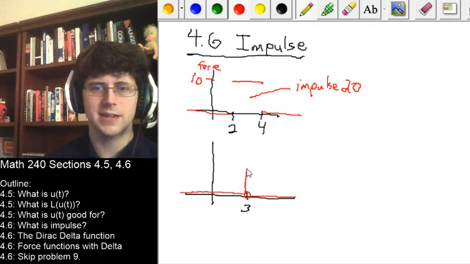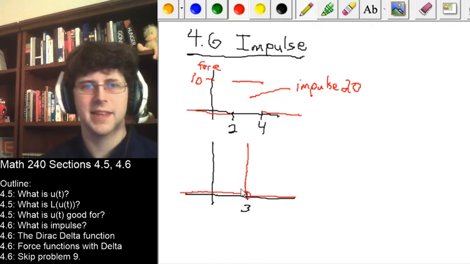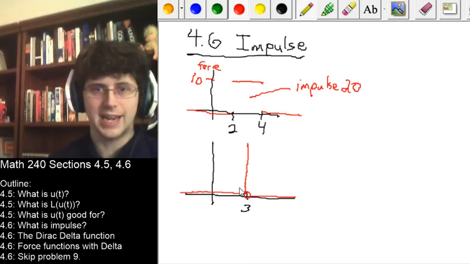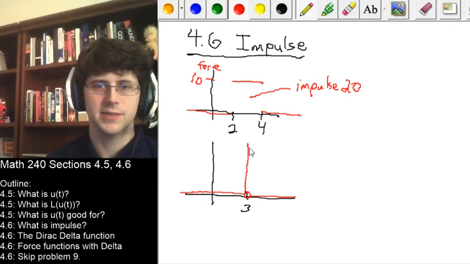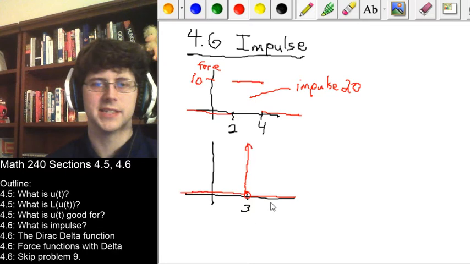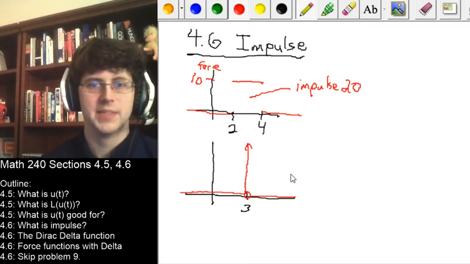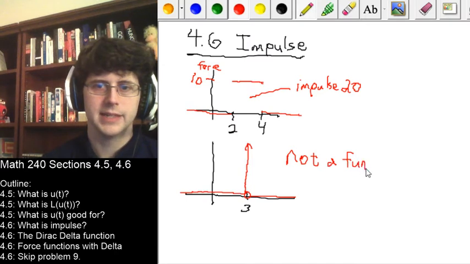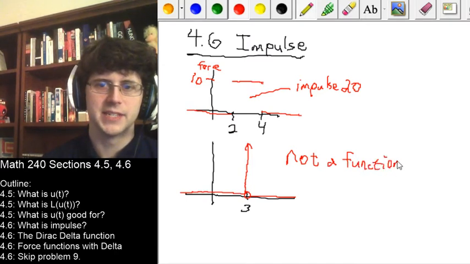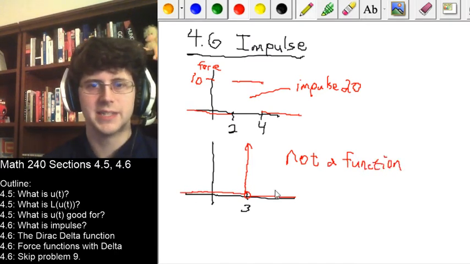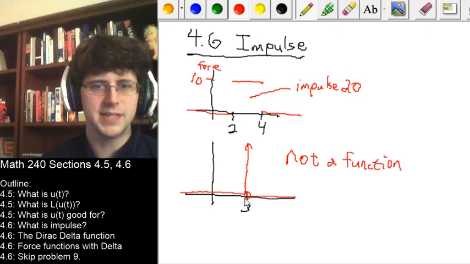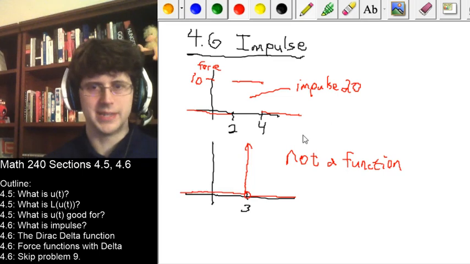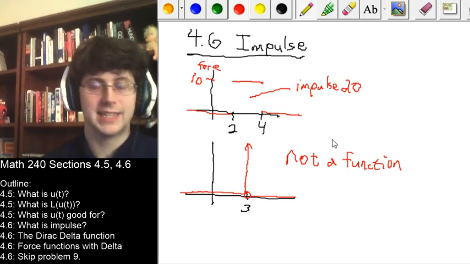It's going to be really hard to draw a function that is only non-zero at one single time, but still has an area under it of 20. You have to make some ridiculous function like this. This is not a function, because it doesn't really have function values. All it has is, it's 0 most of the time, and then at time 3, it's so high into infinity that the area under it is 20. That's not a function object.